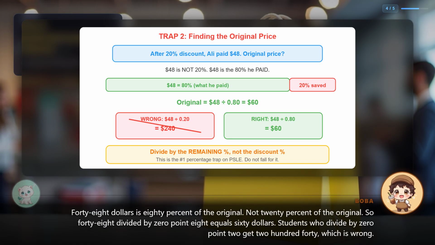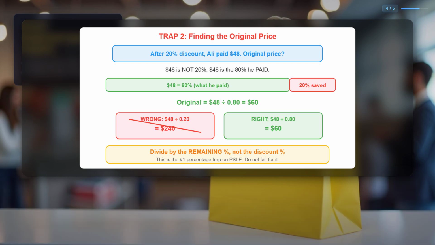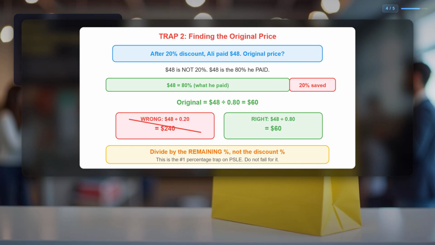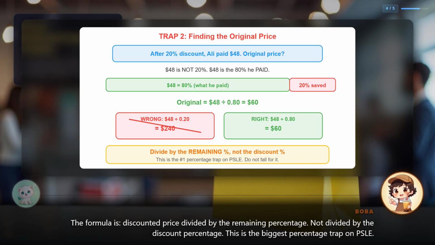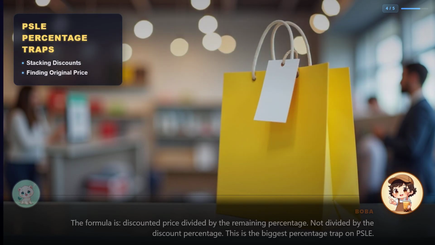$48 is 80% of the original, not 20% of the original, so 48 divided by 0.8 equals $60. Students who divide by 0.2 get 240, which is wrong. 80%? Because he paid the remaining part after the 20% discount. The formula is discounted price divided by the remaining percentage, not divided by the discount percentage. This is the biggest percentage trap on PSLE.